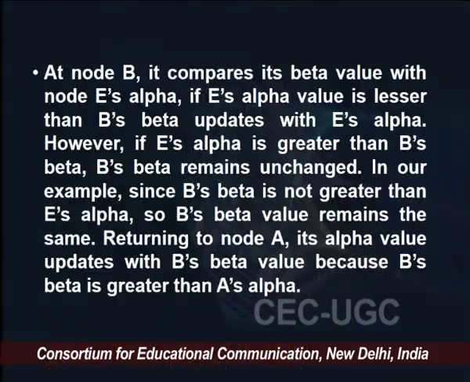5 is greater than negative infinity, so E's alpha gets updated. Given that alpha is greater than beta, the other leaf node in E is unnecessary to explore, so it will get pruned. Now the right child of E has been pruned.